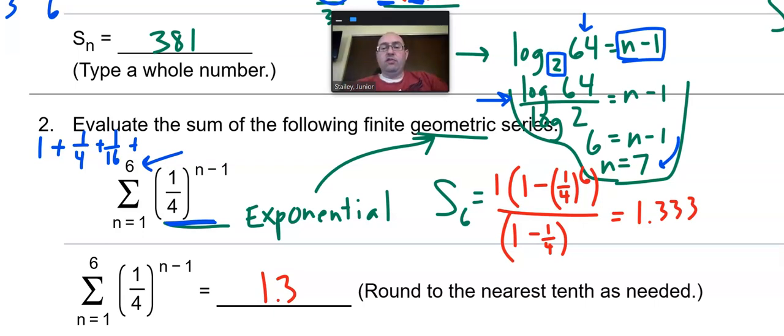Okay? But where are you going to use the formula, right? We start out with the first term. Remember, you find the first term by plugging in a 1. We know that the multiplier is 1/4, and we know that there are 6 terms. When we type this in our machine, we get 1.333. They wanted it rounded to the nearest tenth, so I rounded it to 1.3. Moving on.